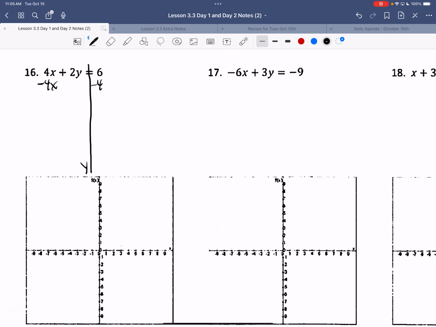That cancels. I'm going to bring down my 2y equals negative 4x plus 6. Now remember, we want this to look like y equals mx plus b. It's not wrong if you write 6 minus 4x on the right side, but that's not what we want. Okay, Ethan, what's next?